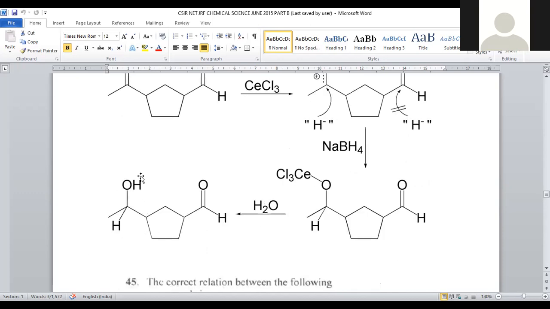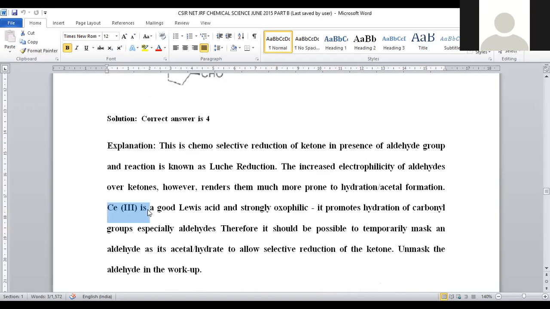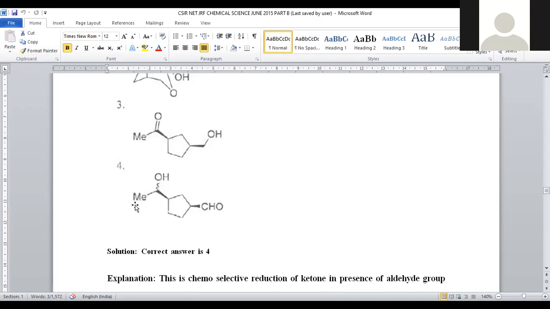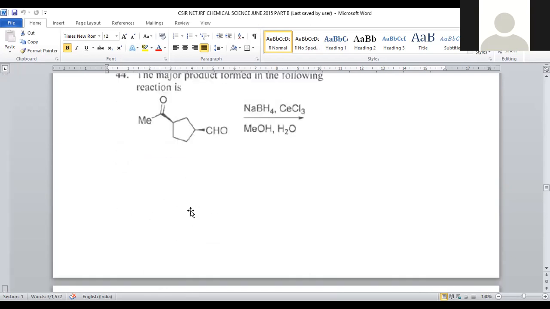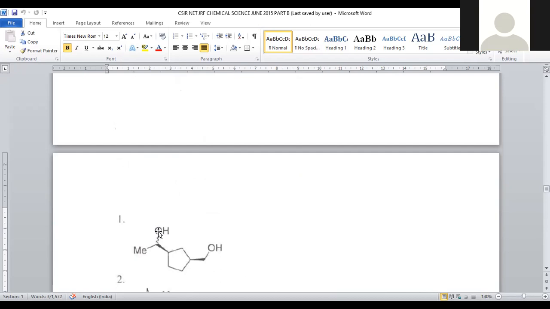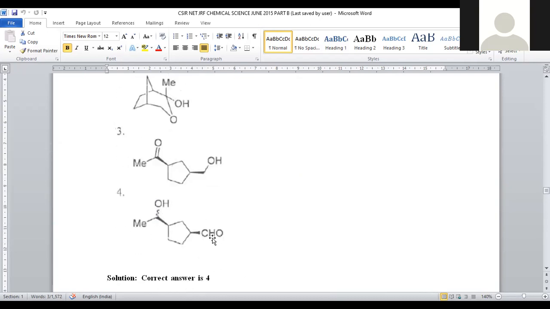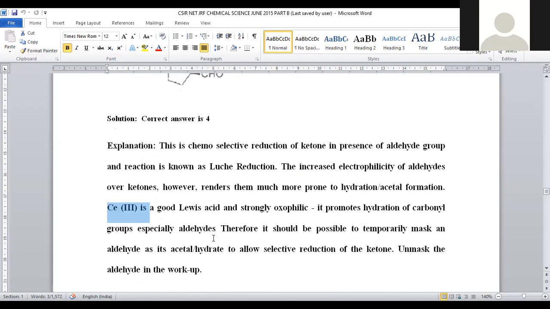So here is the corresponding secondary hydroxy reduced compound, right? That secondary hydroxy reduced compound is available in option number 4, and the stereochemistry is also right: the OH should be at the backside, because all the bulky groups are towards the rear, so the cerium will attach from the back end and the OH will originate at the back end, indicated with a dotted line. This is the exact stereochemistry also, right? For question number 44, option number 4 is the correct answer. It is a part of a named reaction, right?